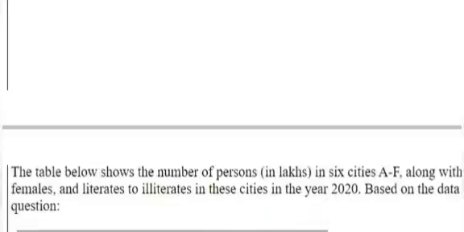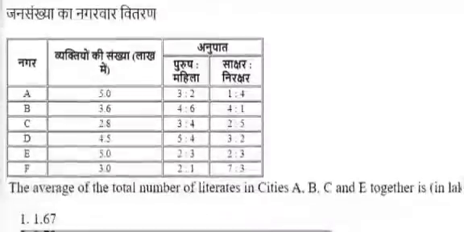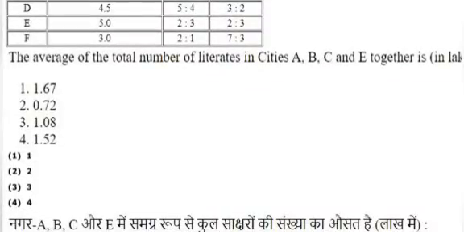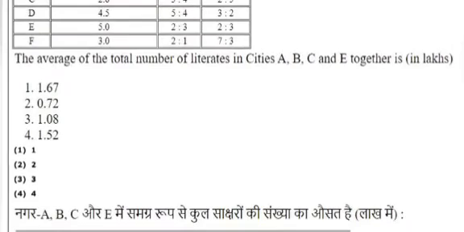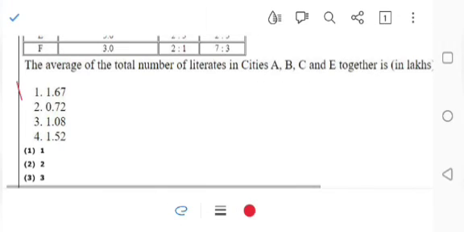Next, question number 4. It says the average of the total number of literates in cities A, B, C and E together is, in lakh, 1.67, 0.72, 1.08, 1.52. What will be the correct answer, number 4? It will be 1.67.